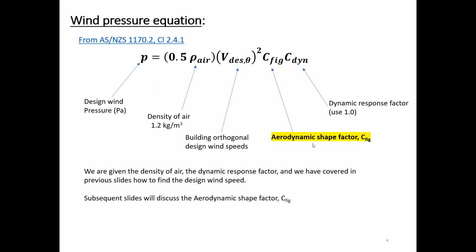C-fig is what we call our aerodynamic shape factor. As its name implies, it takes into account the shape of the building. And we've got a dynamic response factor. We're just going to use 1 for that. So the only thing we need to look at in this slide is how to determine this C-fig.